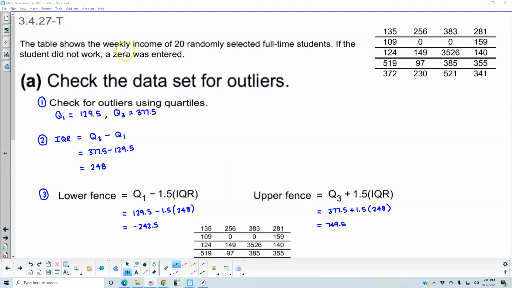3.4.27-T. The table shows the weekly income of 20 randomly selected full-time students. If the student did not work, a 0 was entered. So here's the table to the right. Check part A, we want to check the data for outliers.